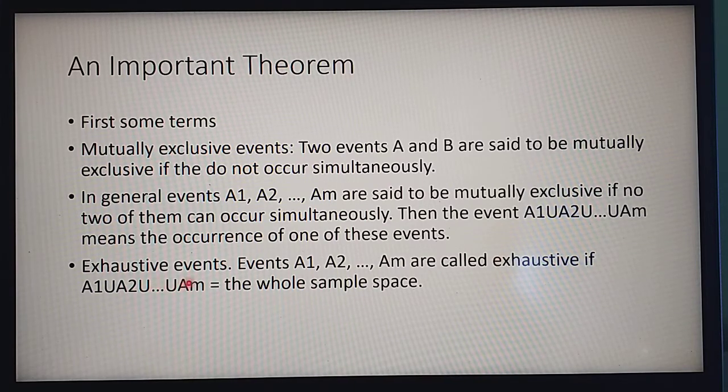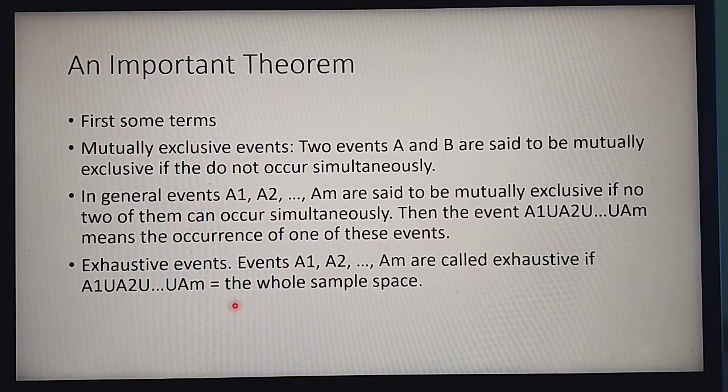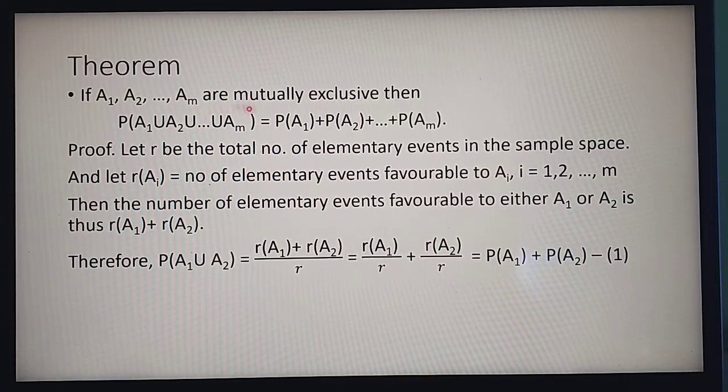The next is exhaustive events. Events A1, A2, ..., AM are called exhaustive if their union is equal to the whole sample space. So the theorem is: if A1, A2, ..., AM are mutually exclusive events, then the probability of A1 union A2 union ... union AM is equal to the sum of their separate probabilities, that is P(A1) plus P(A2) plus ... plus P(AM).